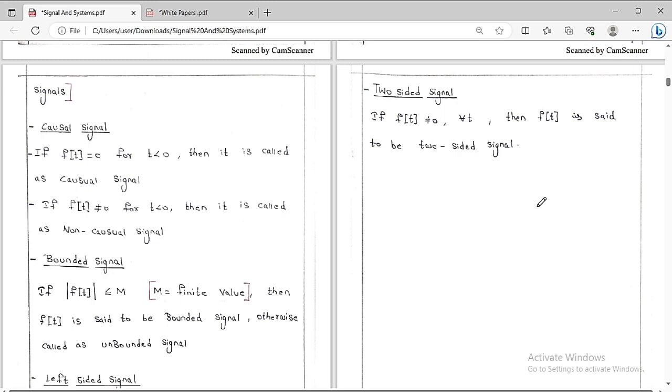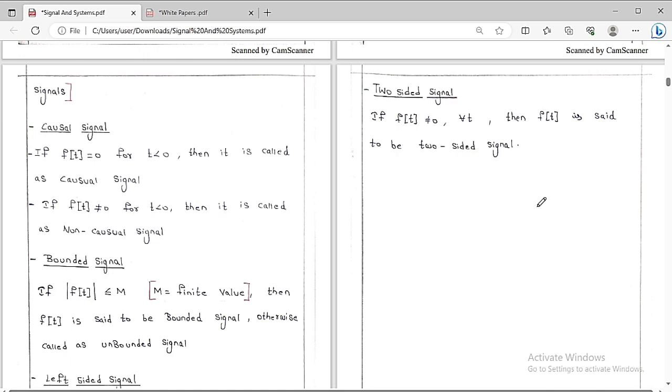So therefore we can say if f of t is present for the left side as well as the right side, then we can say it is a two-sided signal. What I am trying to tell you is very simple. Here the signal f of t is present in the left side as well as the right side, so we can say it is a two-sided signal.